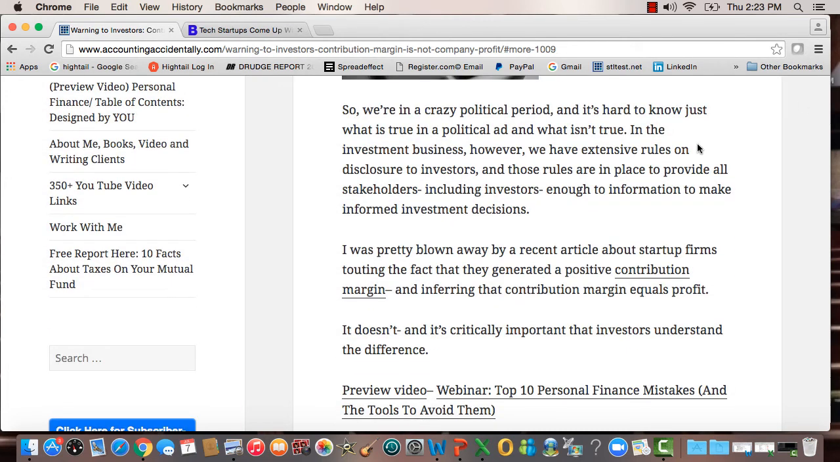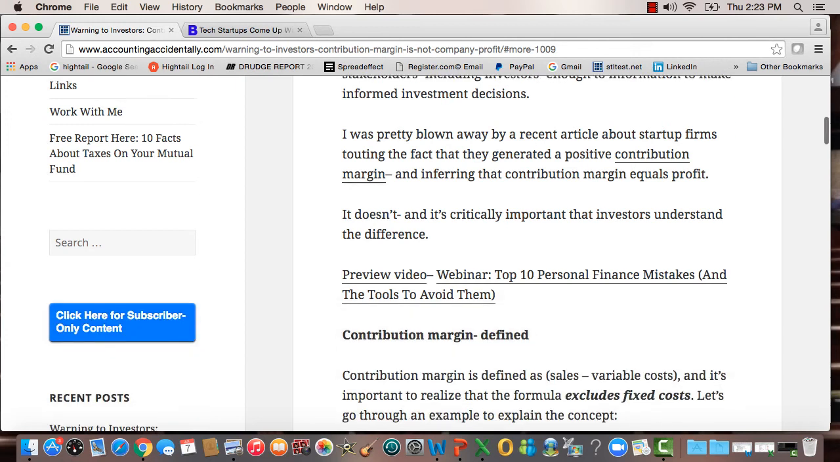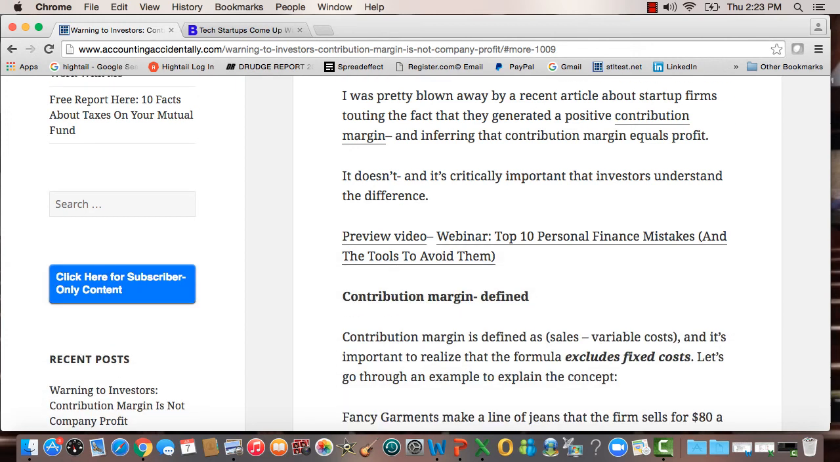And I mentioned here that we're in a crazy political period. It's hard to know just what is true in a political ad and what isn't. But we don't have that in the investment world, in the accounting world, because we have extensive rules on disclosure. And those rules are in place to make sure that people can make informed investment decisions. However, I was really blown away by an article about startup firms talking about the fact that these firms generated contribution margin and implying that contribution margin equals profit, and it doesn't. And the purpose of this video is to talk about that difference.